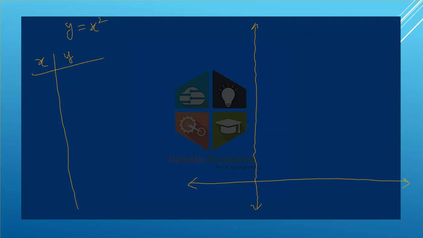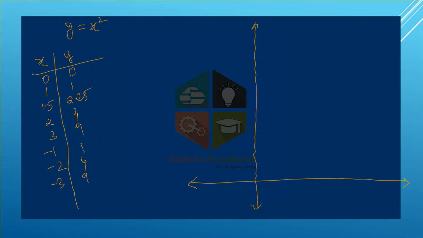Now we try putting values on our own, whatever we feel like we should put. In x, we try putting the values. For example, if we put 0, then it is 0 square, that is 0. If we put 1, then it is 1. If we put 1.5, then it becomes 1.5 square, that is 2.25. If we put 2, then we get 4. If we put 3, then we get 9. If we put minus 1, we get 1 again. Minus 1 square is 1.